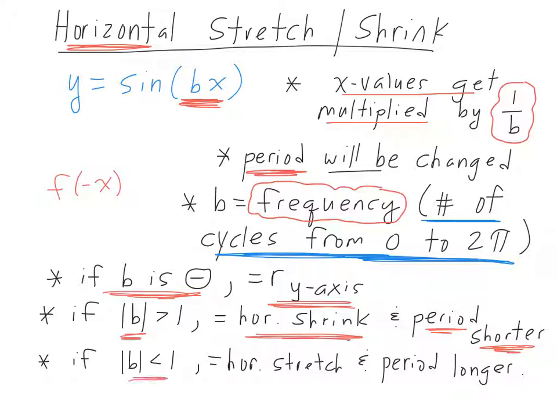Now, if your frequency is something less than 1, like a half, this really means that it's being stretched out. So if your b were a half, then you're multiplying your x values by 2. So that means it's stretching horizontally, which means it's going to take longer to complete a full cycle. So the period would increase in that situation.